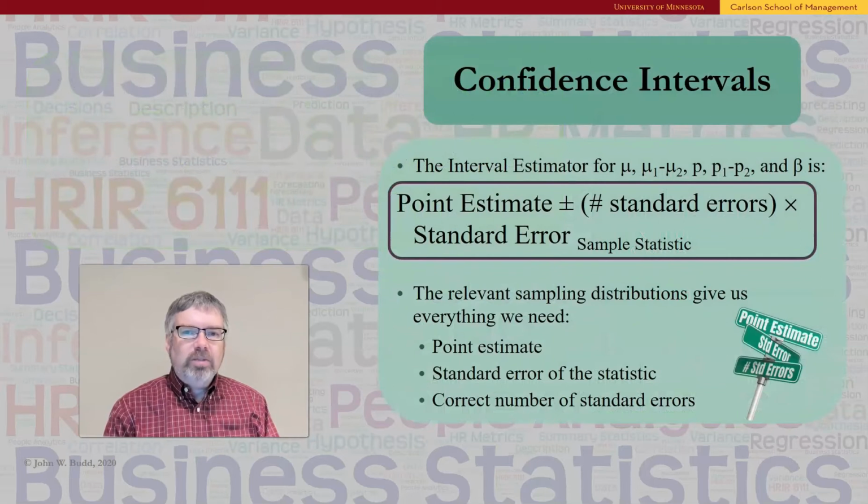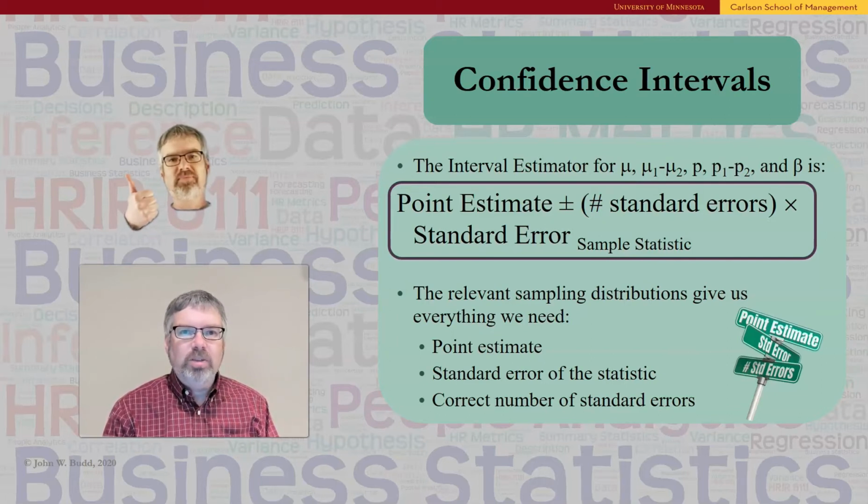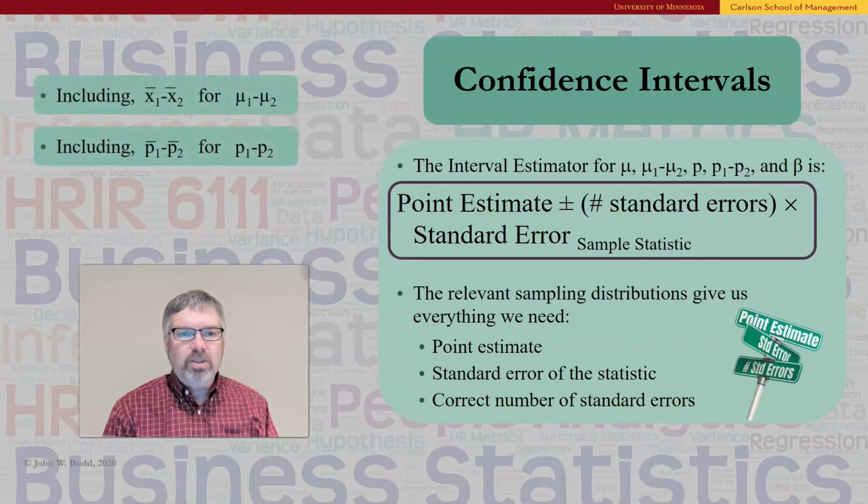So as a reminder, for a confidence interval, regardless of whether we're doing a single mean, a difference in two means, a single proportion, a difference in two proportions, or also a regression coefficient, we always start with a point estimate and then we add and subtract a margin of error, which is the product of the magnitude of the standard error and the number of standard errors that we need to achieve the desired level of confidence. And all of this information comes from the sampling distribution of our relevant statistic.